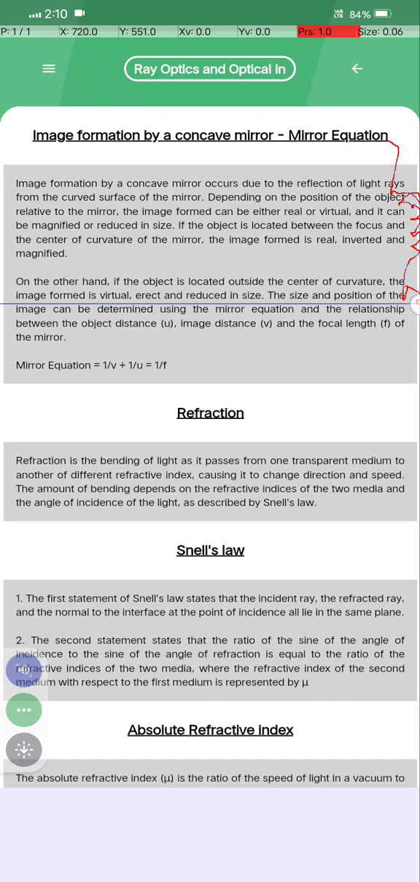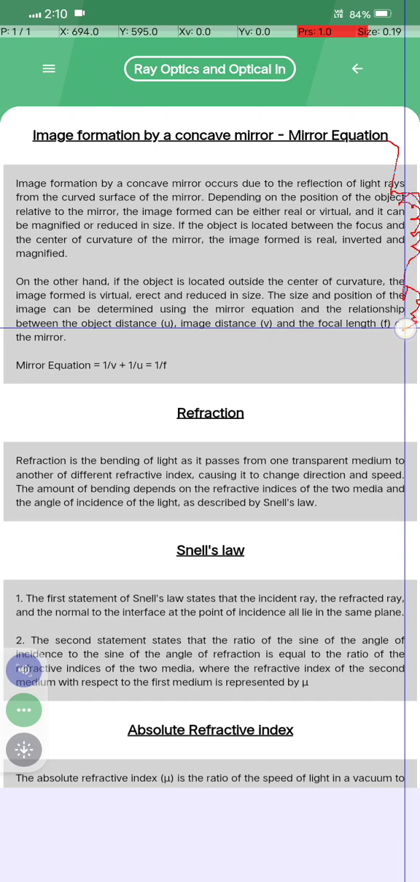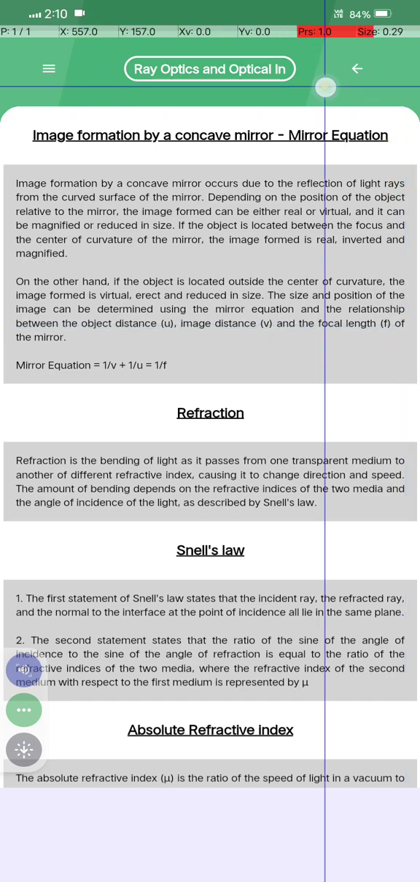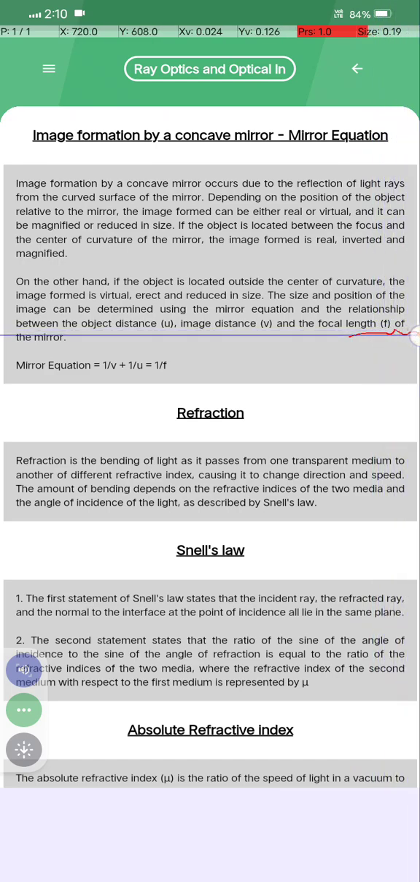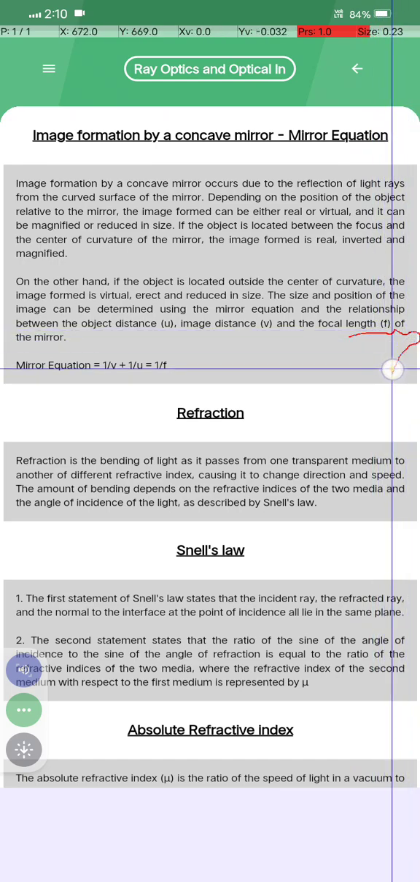The size and the position of the image can be determined using the mirror equation, the relationship between the object distance u, the image distance v, and the focal length f of the mirror. Mirror equation: 1/v + 1/u = 1/f.